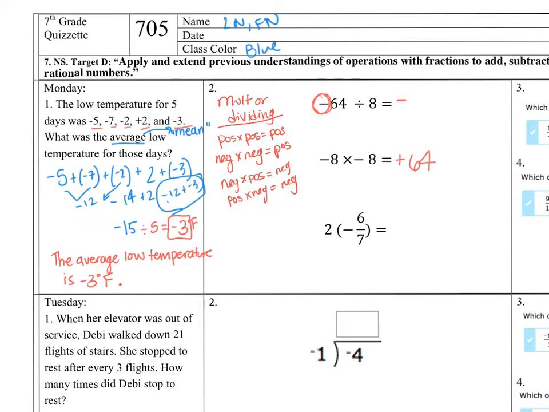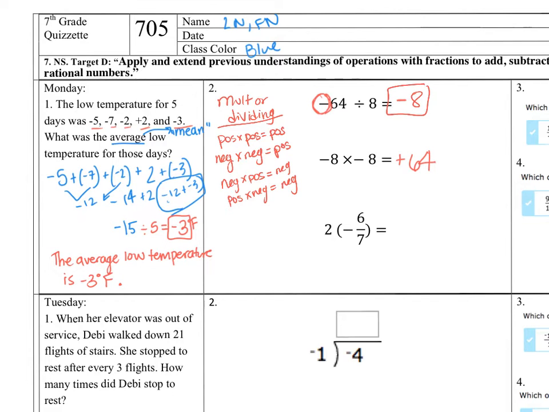This only works for multiplication or division. It doesn't work for adding or subtracting, as you guys have already learned. So try not to get them confused. This is only when you're multiplying or you're dividing. So back to number 2, -64 divided by 8 is -8.